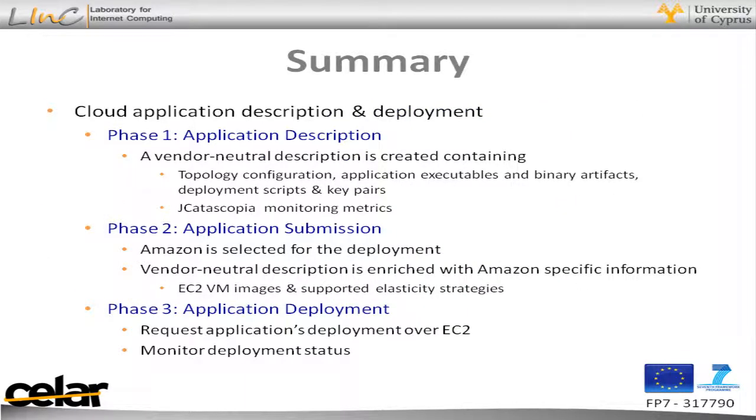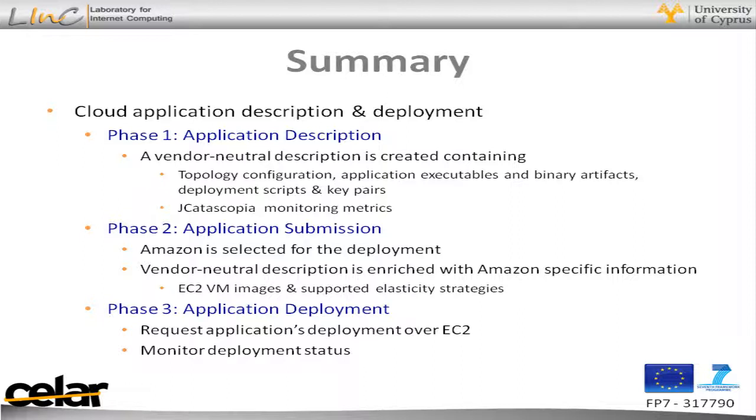In this video, we showcase the use of c-Eclipse for describing and deploying cloud applications. During the application description phase, the user creates a vendor-neutral description of the application containing its topology together with the artifacts required to realize its deployment. Such artifacts can be the application executables and binary artifacts, the deployment scripts, and the key pairs for accessing the deployment. The important metrics to be monitored by the integrated monitoring system can also be specified.